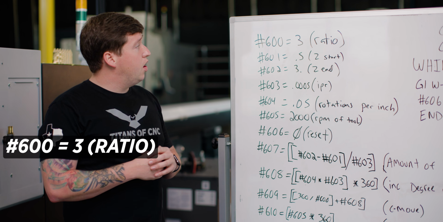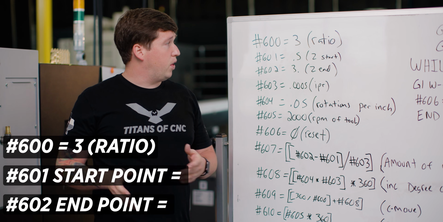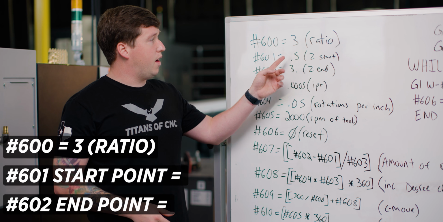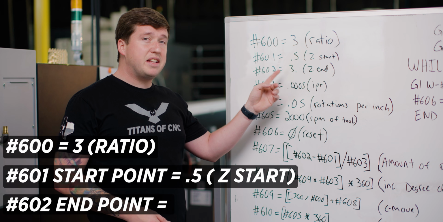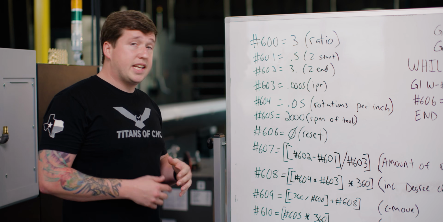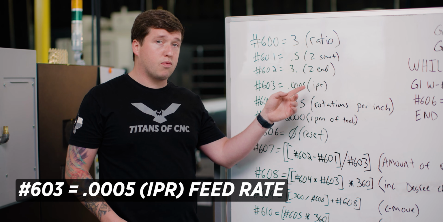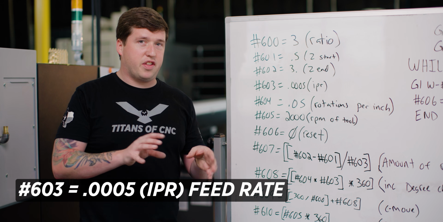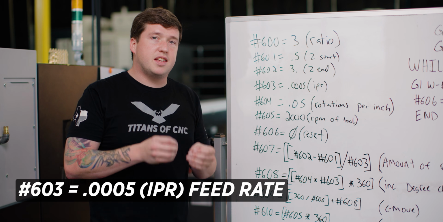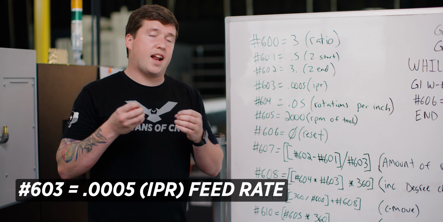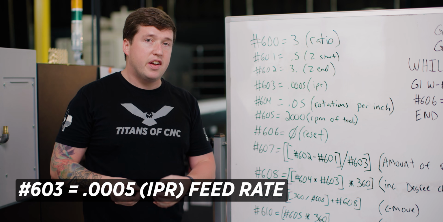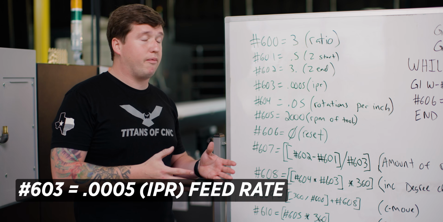So we also know we're going to have a start point and an end point. So for 601 and 602, I'm going to put my Z start and I'm going to put my Z end position. Now next, we need a feed rate. So let's put 603 for our inches per revolution. And again, we're not doing anything with these yet. All we're putting down is simply the variables that we know are gonna have to be used to create the math to make this twisted polygonal turning macro.